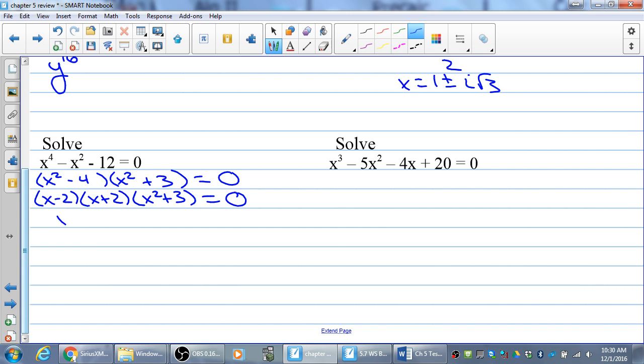So x equals plus or minus 2. That's what we get with the first two sets of parentheses. But then this other one, let's set that equal to 0. X squared equals negative 3 plus or minus i square root of 3. There's the other two answers. So the other one, you can just use square roots to solve that.